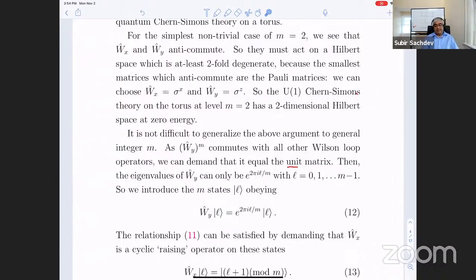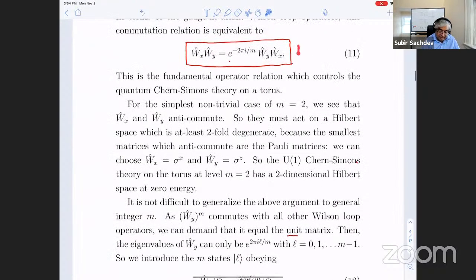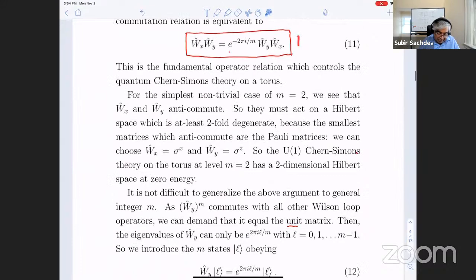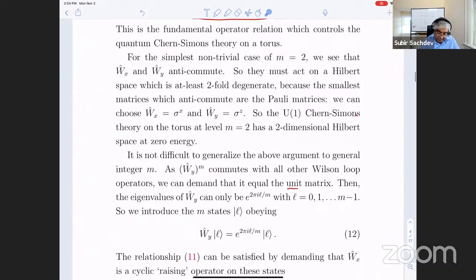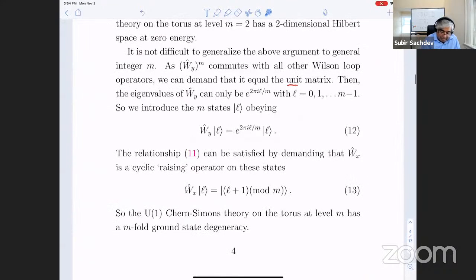Okay, so now, is there a Wx that satisfies this relation? Well, from this relation you can see that Wx is like a raising or lowering operator for the eigenstates of Wy. So, for example, if I define the action of Wx on the state L to be a raising operator, taking L to L plus 1 mod m.